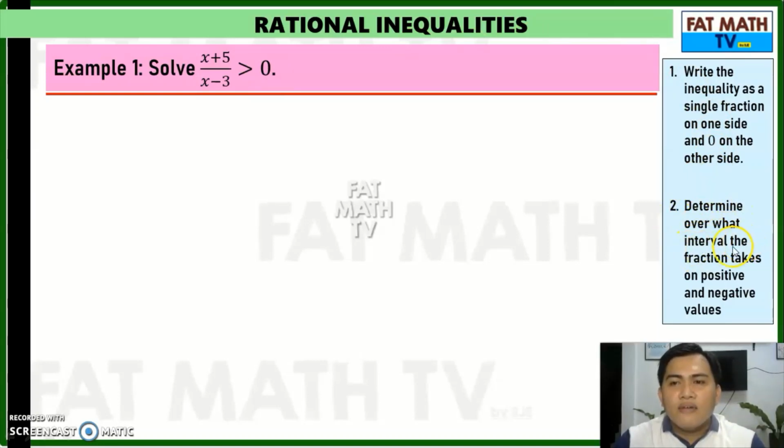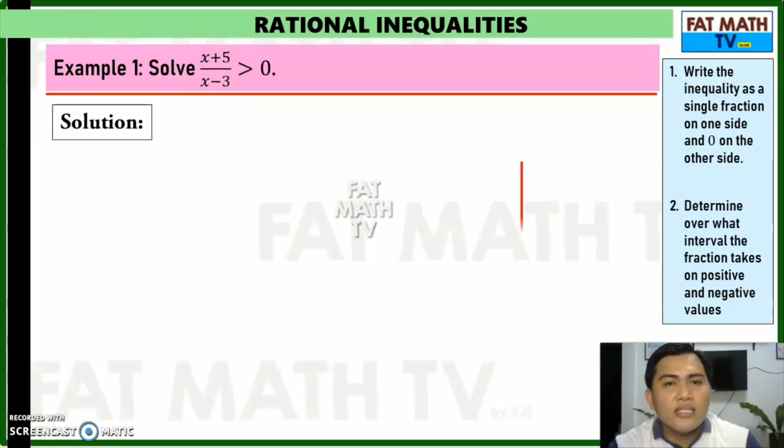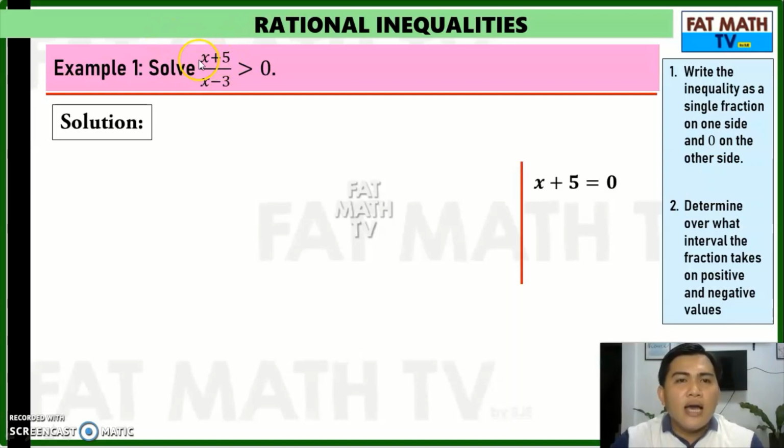Determine over what interval the fraction takes on positive and negative values. So we need to identify the critical numbers. These are numbers that will make the numerator 0 or the denominator 0, that means they will make your entire fraction 0 or undefined. We equate the numerator x + 5 to 0 and solve for x. Add negative 5 to both sides and we get x = -5.